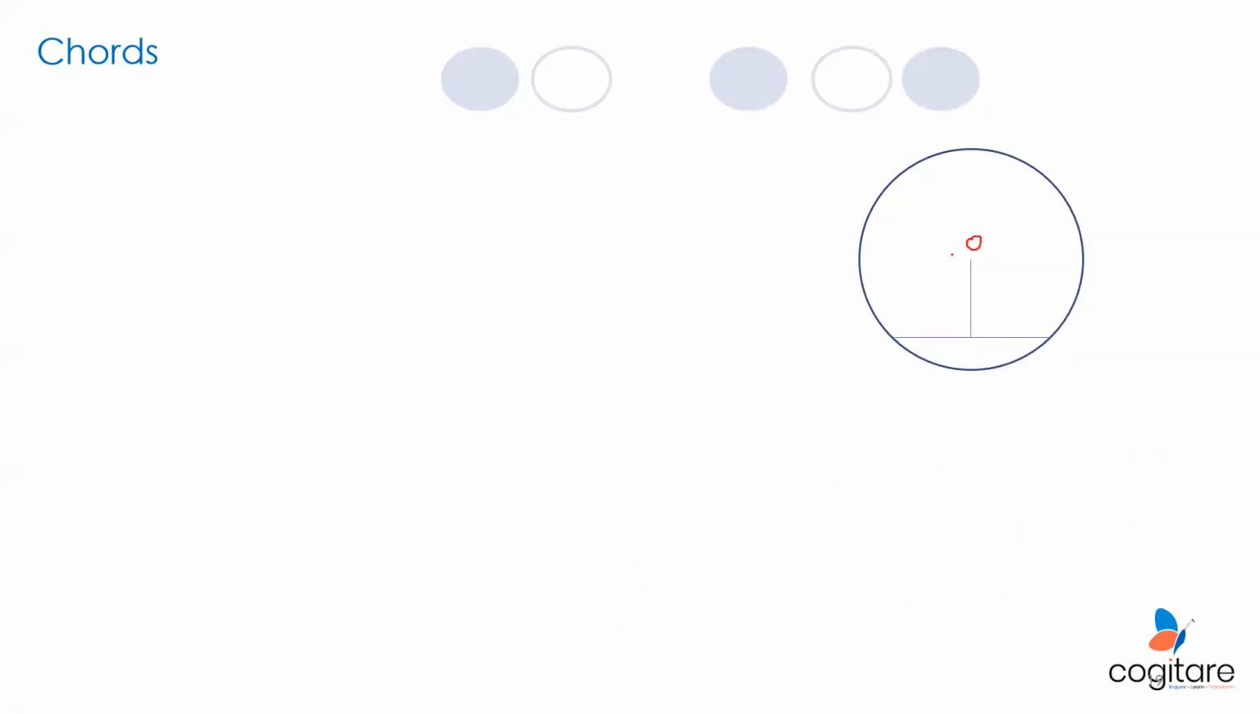Oops, let me just mark the points again. AB was the chord. So this theorem is about what happens when you have a line that is perpendicular from the center to the chord. Then what happens to the chord? Okay, let's check that out. Let's join OA and OB. Now, what can you say about the triangles OAD and triangle OBD?